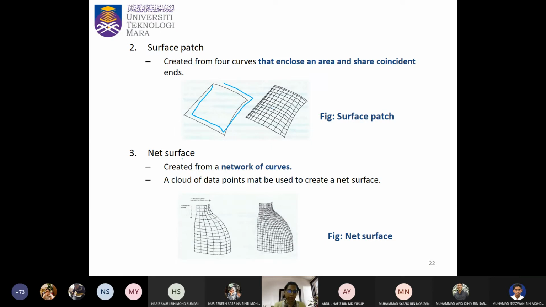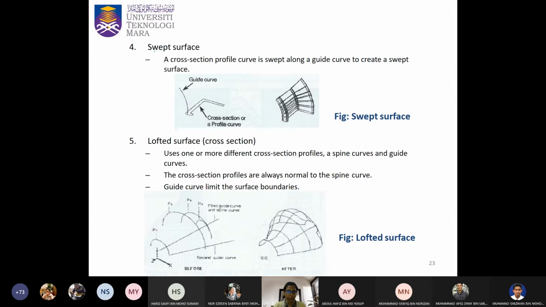The third type is a net surface. So this is created from a network of curves, multiple networks creating a surface. The fourth type is a swept surface, like I mentioned earlier. We have a cross section which is swept across a guide curve. So like even a cylinder is a cross section which is swept along a guide curve.